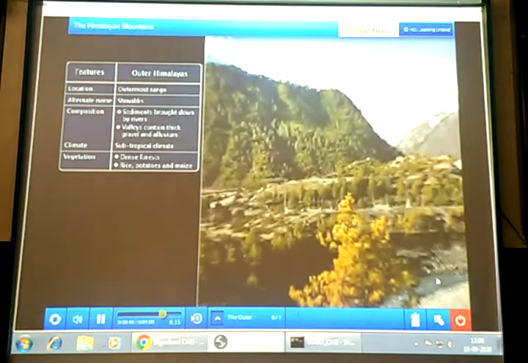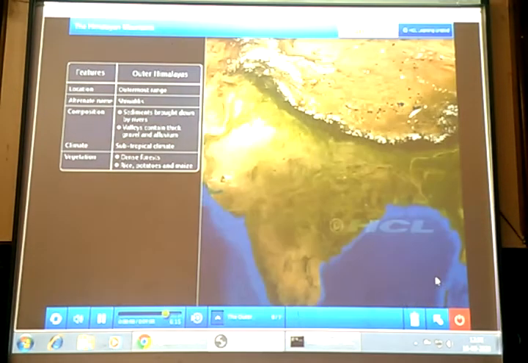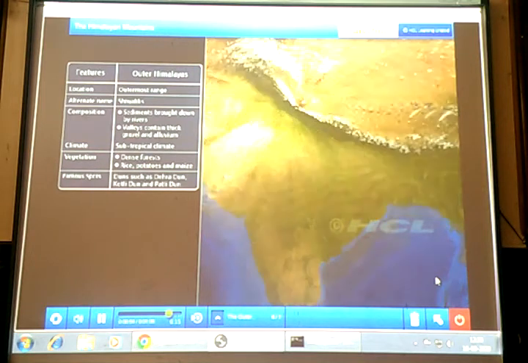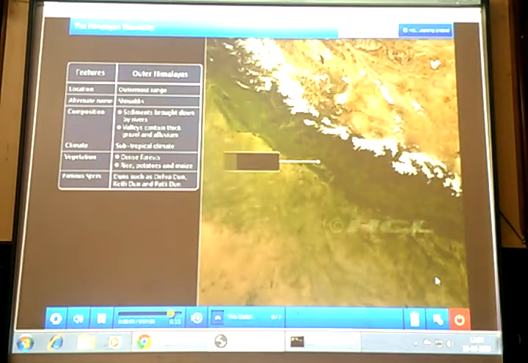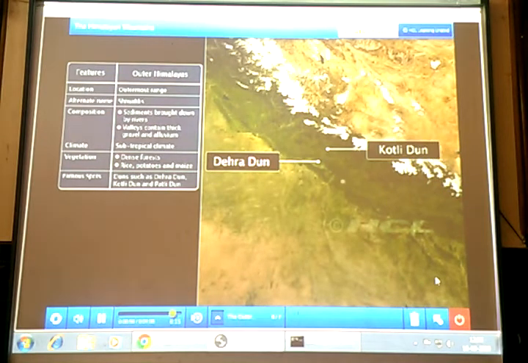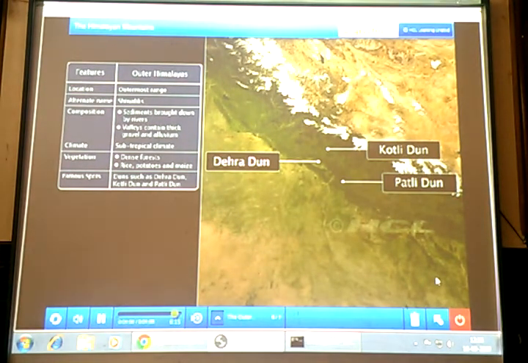The longitudinal valleys lying between the Himachal and the Shivaliks, known as dunes, are famous here. Dehradun, Kotli Dun, and Patli Dun are some of the well-known dunes.